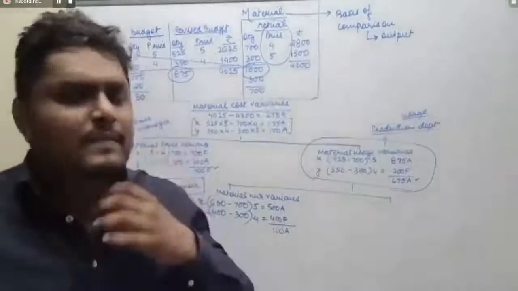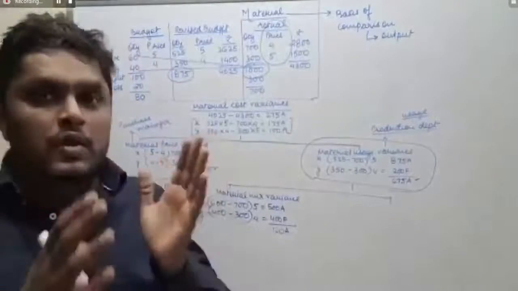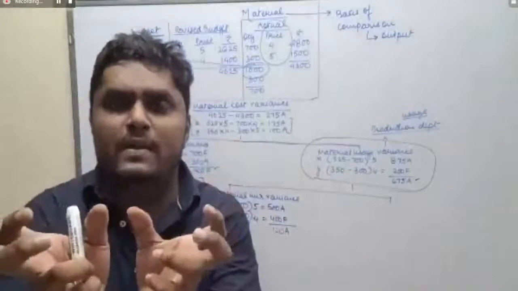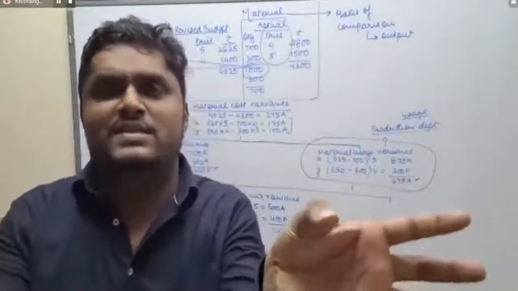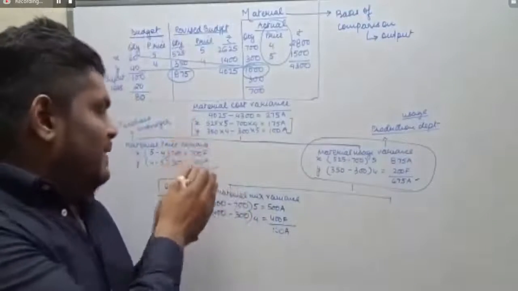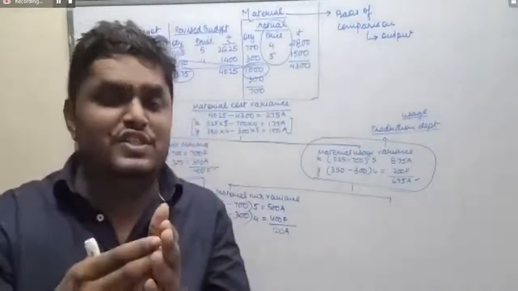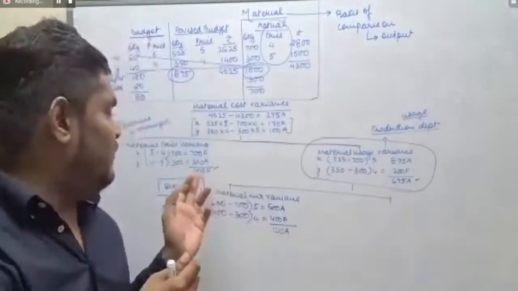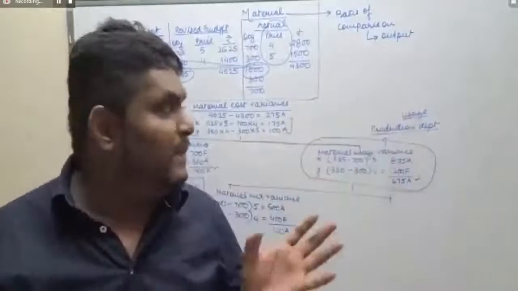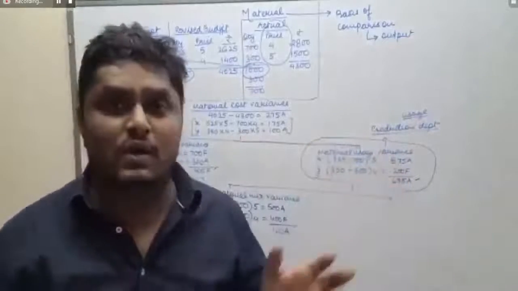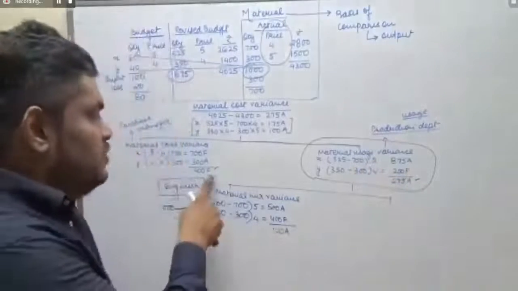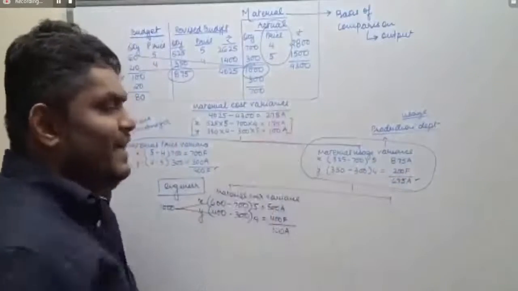I repeat again, the overall cost variance is 275. It is due to two breakups, that is, the work done by the purchase manager and the work done by the users department. The work done by the purchase manager results in a profit of 400, whereas due to the wrong work done by the production department, there is a loss of 675. That's why we wrote 675 adverse. So this is how we got 275 adverse.